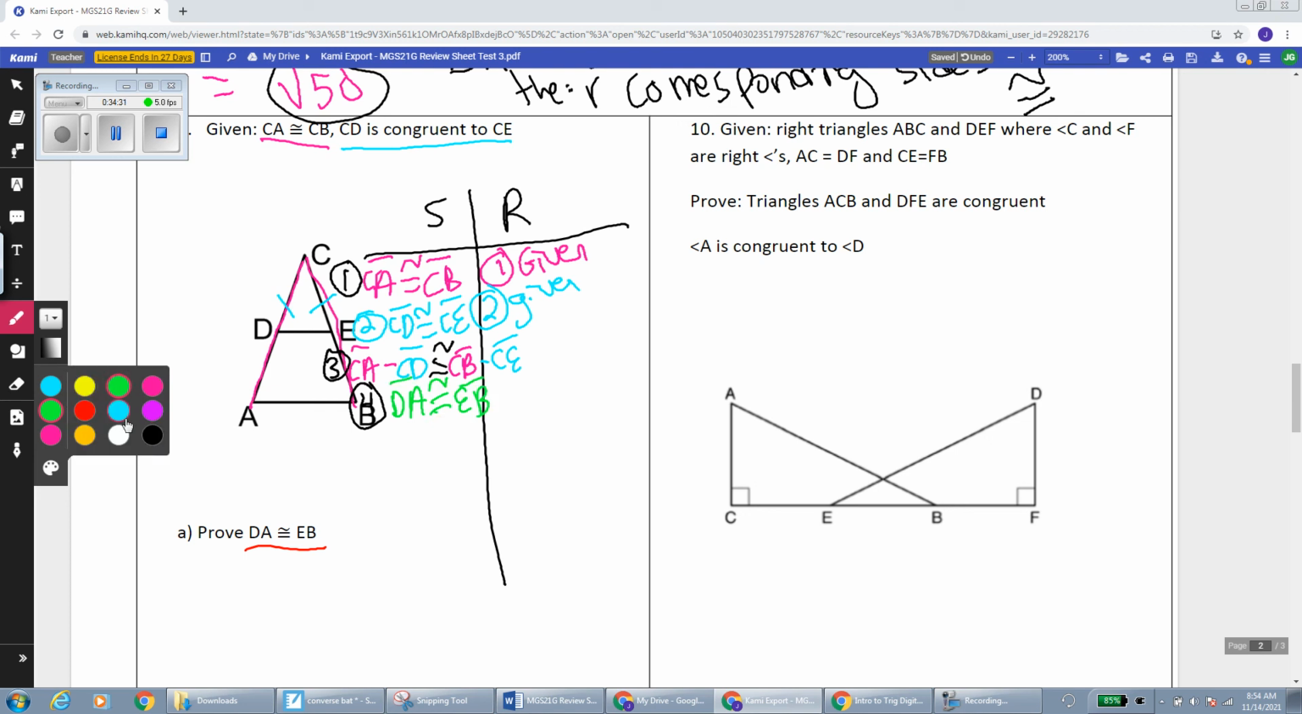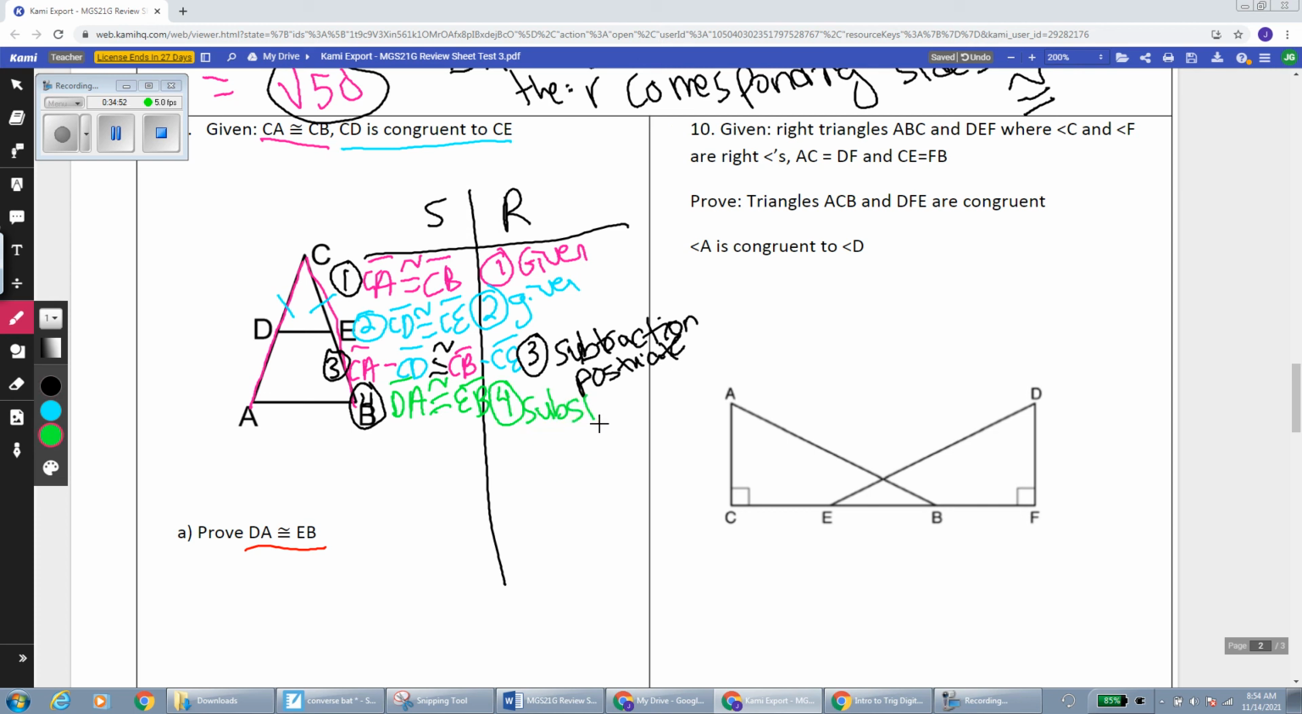So let me fill in my missing reasons here. So the reason here would be the subtraction postulate. And my reason here would be substitution. Remember substitution? Let me fix that up. That looks bad. So remember substitution always follows either the addition or subtraction postulates.